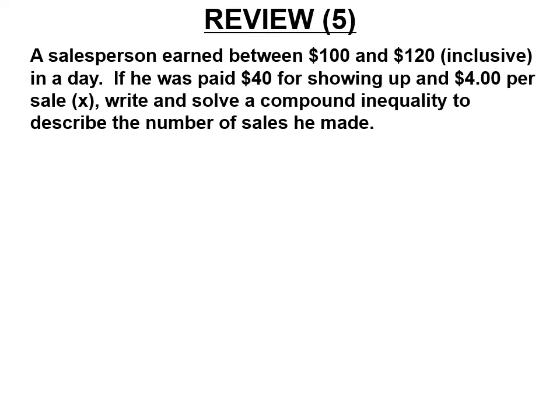A salesperson earned between $100 and $120 inclusive. So between $100 and $120. He was paid $40 for showing up and $4 per sale. So we're going to use x for the sale because we don't like to use s because it looks like a 5. And he got paid $40 just to show up. That's the constant. So we just wrote a compound inequality, and now we're going to solve it, right? We're trying to get x by itself, so we're going to subtract 40 from all three sides.